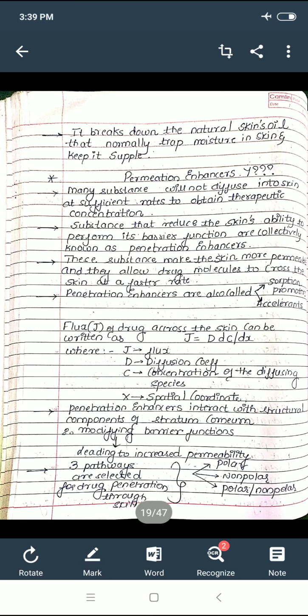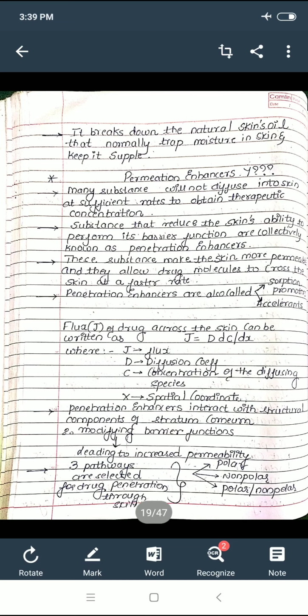Substances that reduce the skin's ability to perform its barrier function are collectively known as penetration enhancers. These substances make the skin more permeable and they allow drug molecules to cross the skin at a faster rate. Permeation enhancers are also called sorption promoters or accelerants.